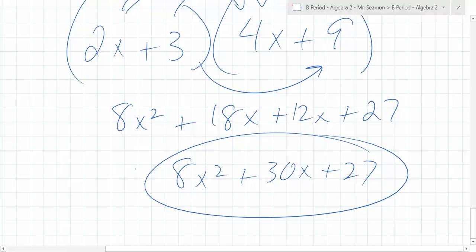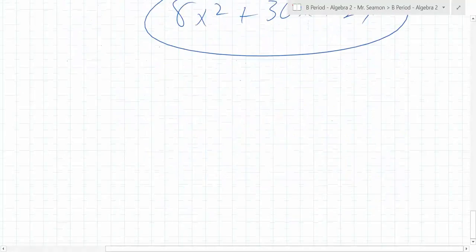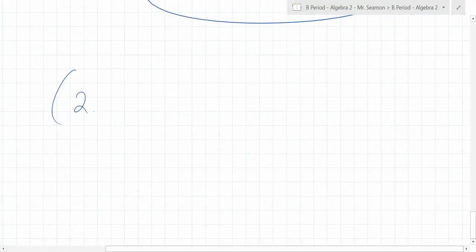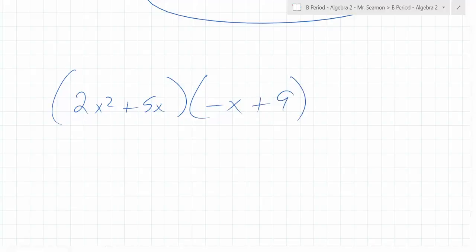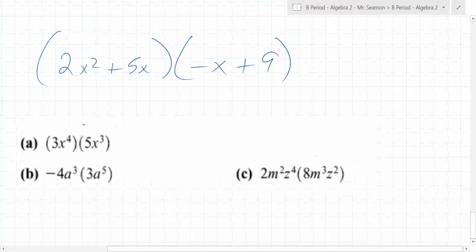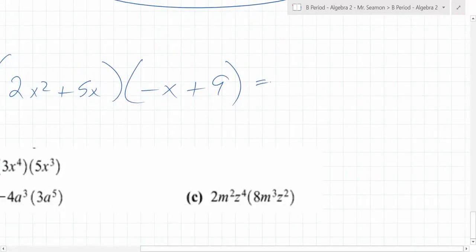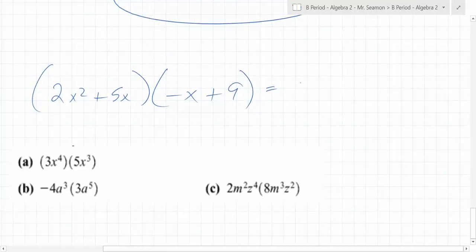The next section is multiplying polynomials, which I know you've done a little bit of. So let's try another one. Let's say I gave you this: 2x squared plus 5x times negative x plus 9. Multiply that and simplify. What does this first one come out to, Kelly? Do you have an idea? 15x. What did you get? 15x.